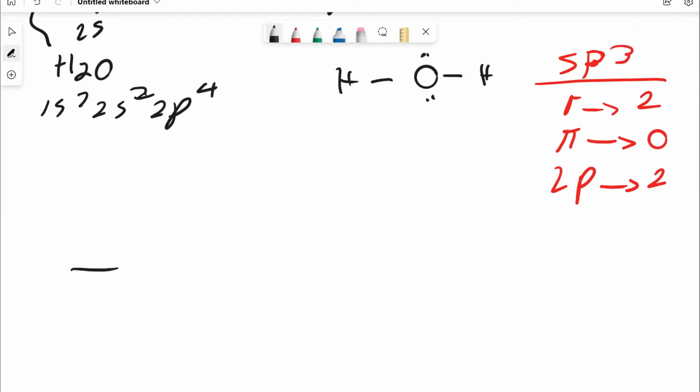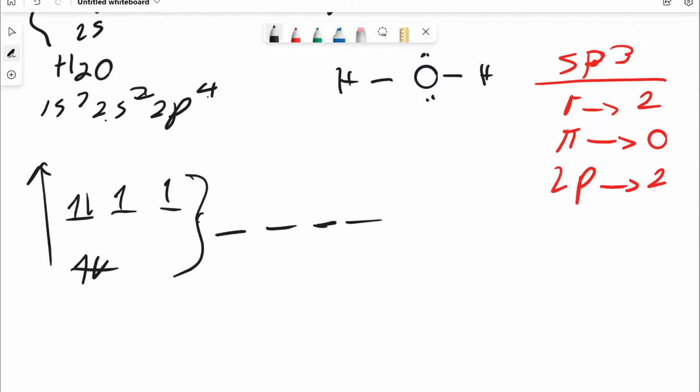I do the 2s and 2p: 1, 2, 3. Here, 2 electrons. Here, 4: 1, 2, 3, 4. Right? And then I hybridize them, sp3, everything is going to be there. This is the hybridized orbital. Now you're going to have 2 lone pairs. Do the lone pairs quickly, 1 and 2. That leaves you 2 electrons, each to make what? Hydrogen comes and makes a sigma bond here. You see that?